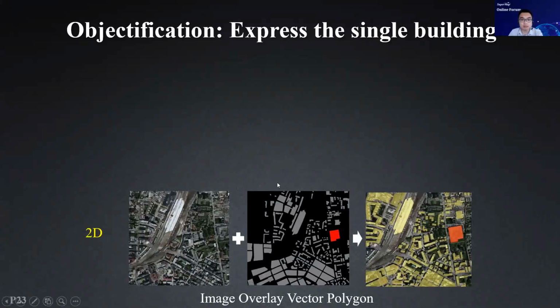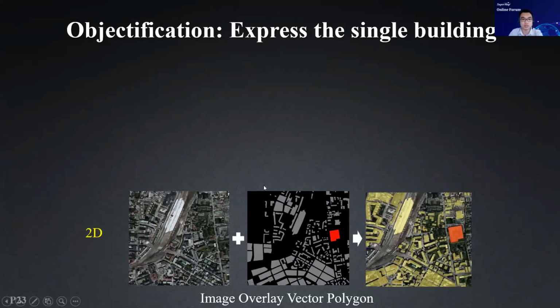So how to solve this problem? We can start from the 2D. So for the 2D, like now we have a satellite image, and also we have the vector data. So we can put these 2 layers together to overlay these 2 data. And then if I click this building, it will actually connect the vector data. So we can read the attributes from the data.